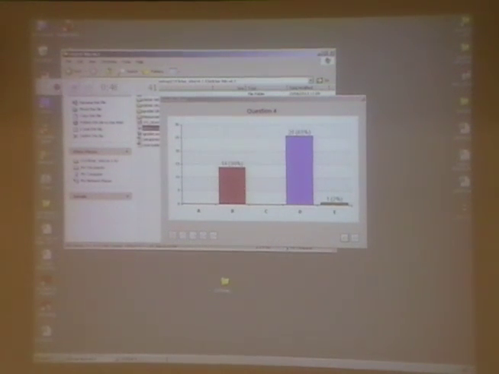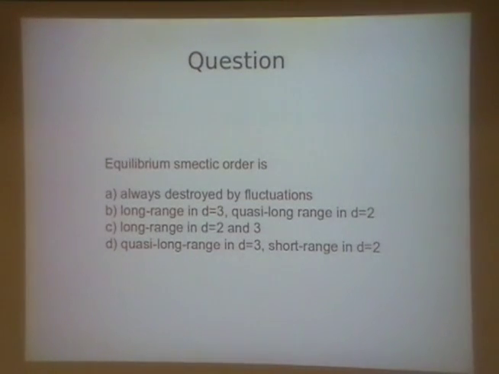This is pretty good. So you have it right. What's E, guys? All right. Okay, good. You got it. D is the right answer. Smectic order is more delicate than crystalline order. Crystalline order is quasi-long range in 2 dimensions and long range in 3. Smectic order is quasi-long range in 3 dimensions.